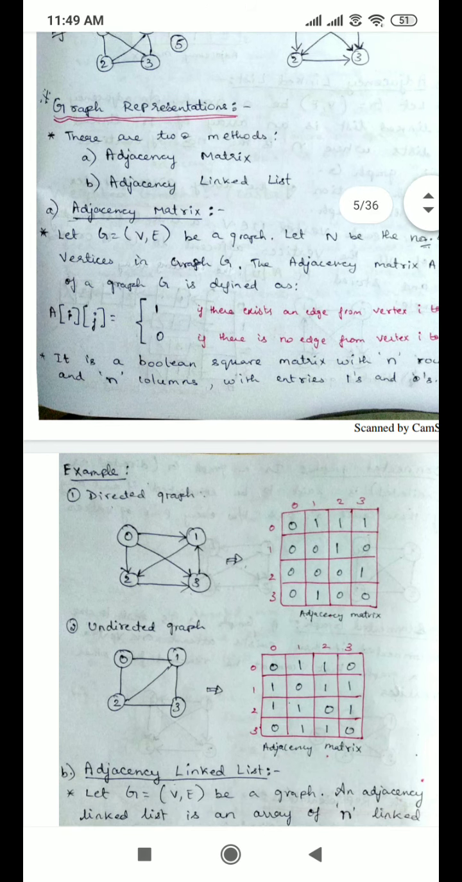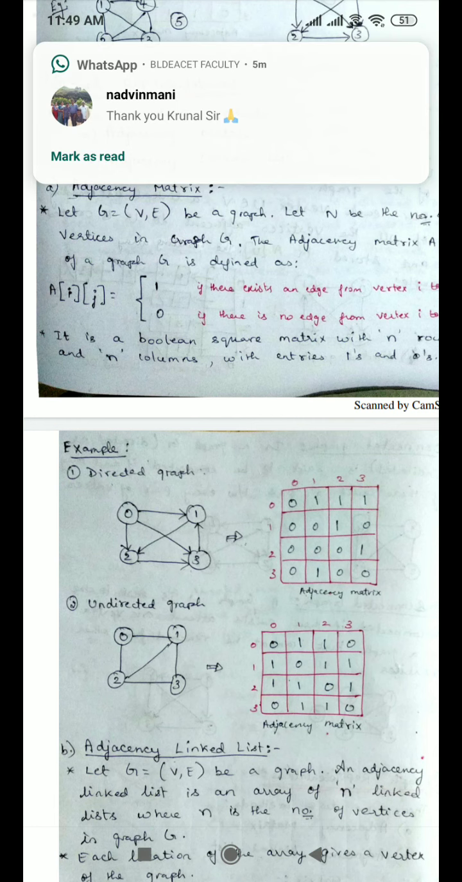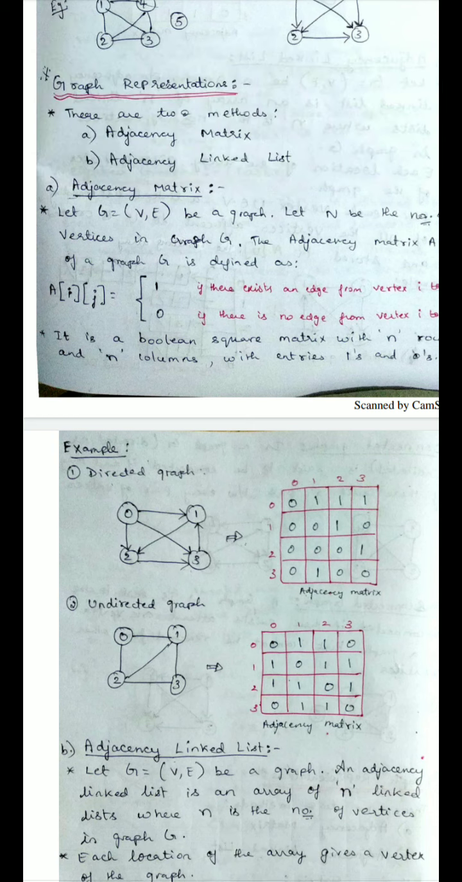Next, how do you represent the undirected graph? In the undirected graph, 0 to 0 has no edge, hence 0. 0 to 1 has no direction, hence 1. 0 to 2 is 1, and 0 to 3 has no edge, hence 0. Next, 1 to 0: there is no direction, so you write 1. What is the difference between directed and undirected graphs? In the directed graph only one way is represented, and in the undirected graph both ways are represented with the value 1.